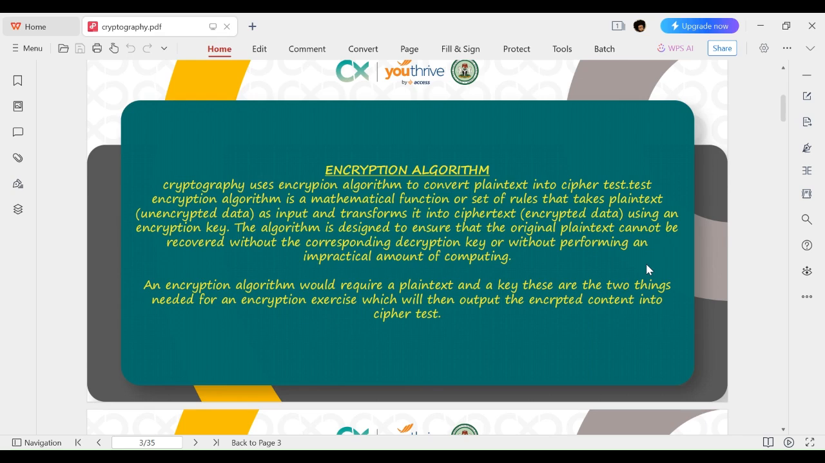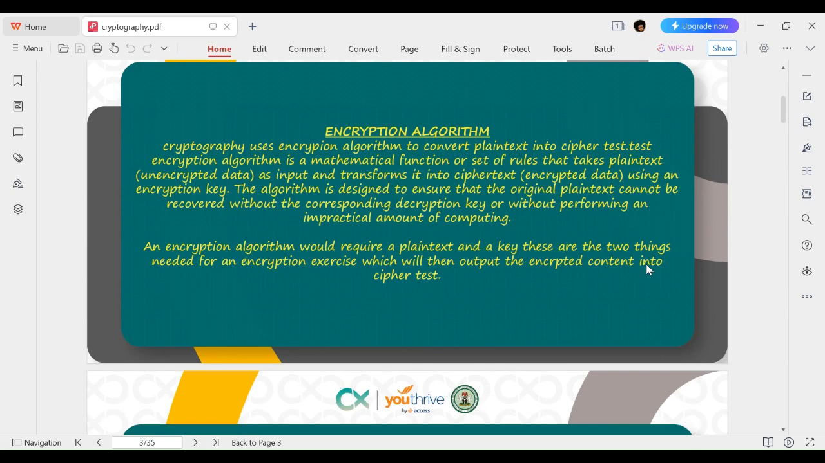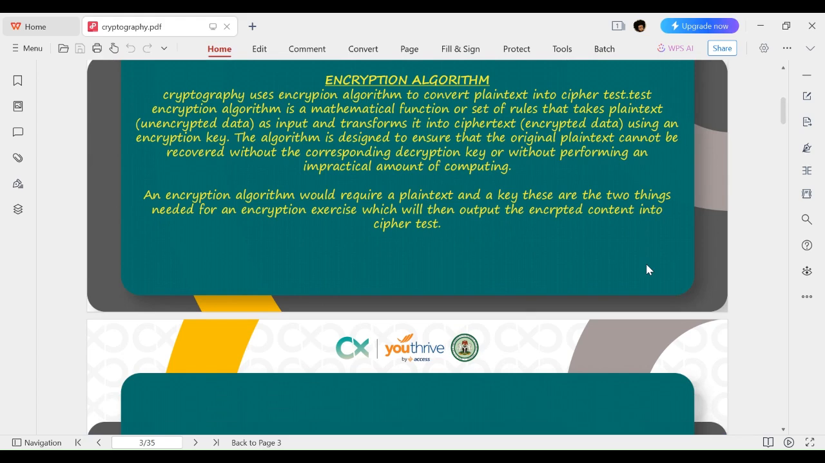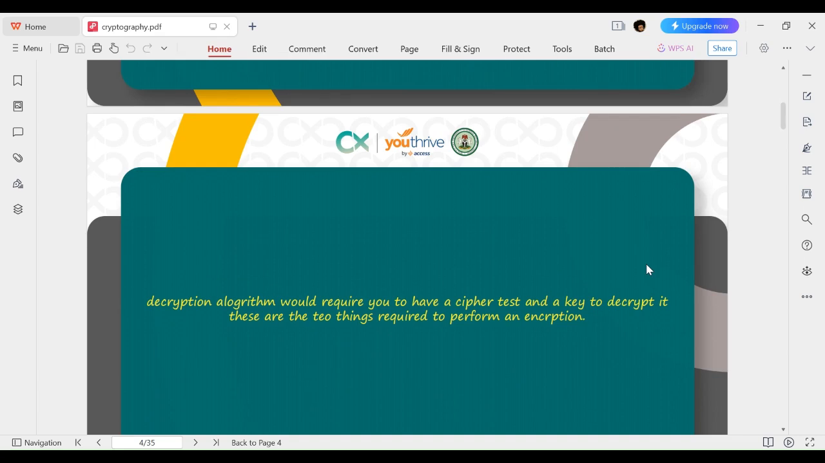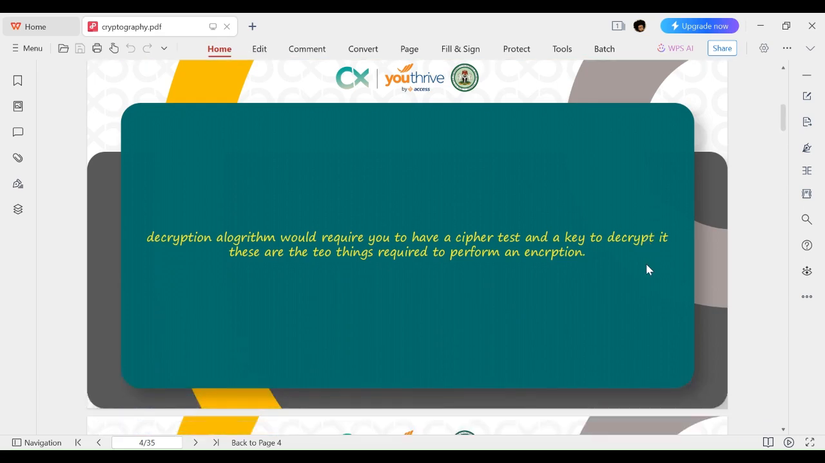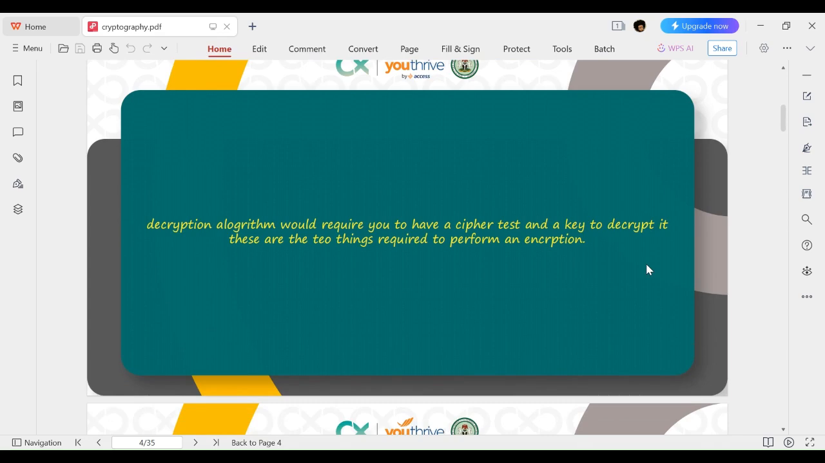Using an encryption key, the algorithm is designed to ensure that the original plain text cannot be recovered without the corresponding decryption key or without performing an impractical amount of computing. An encryption algorithm would require a plain text and a key. These are the two things needed for an encryption exercise, which would then output the encrypted content as ciphertext. The decryption algorithm would require you to have a ciphertext and a key to decrypt it. These are the two things required to perform a decryption.